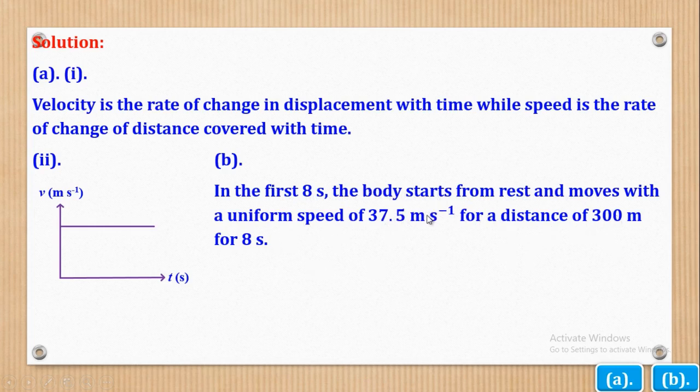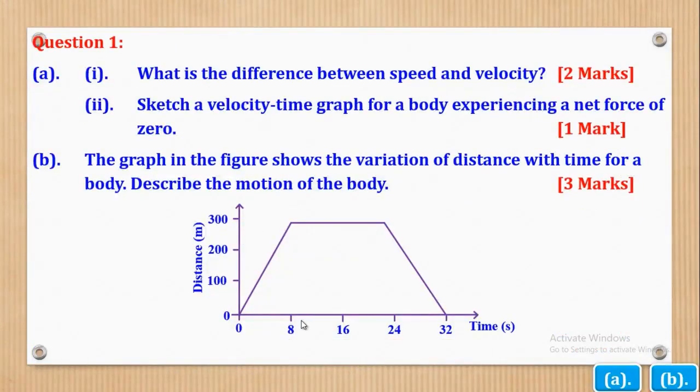So where is this one coming from? If you look at this, when time is 8, the distance is 300. So what we are going to do to get the velocity, you will say distance over time. Therefore, distance is 300 divided by 8, it gives you 37.5. So that is where the final velocity was got from.